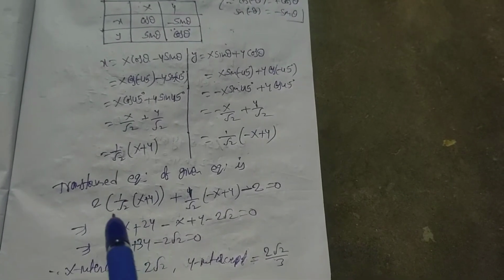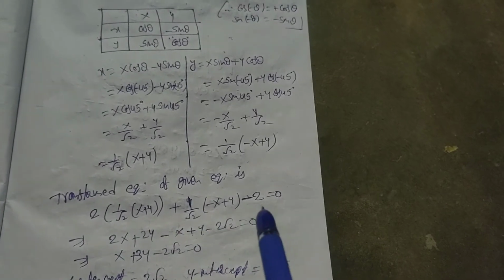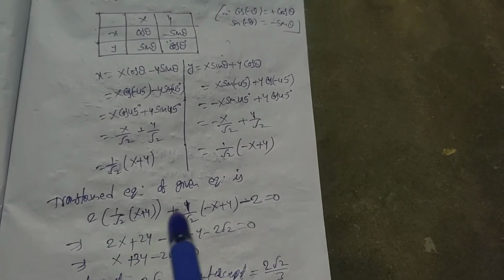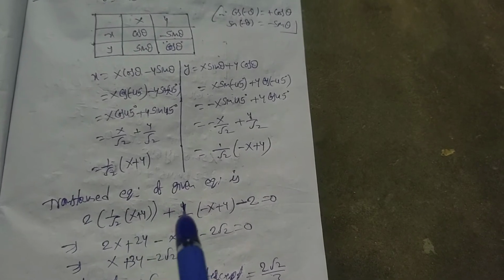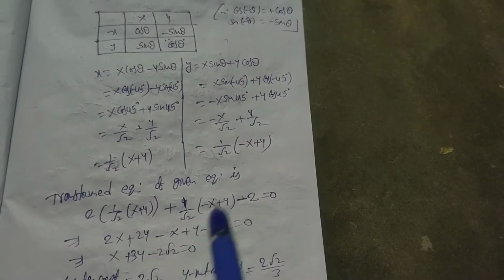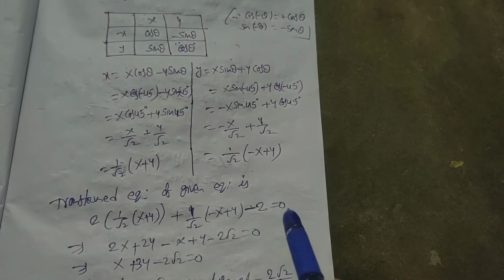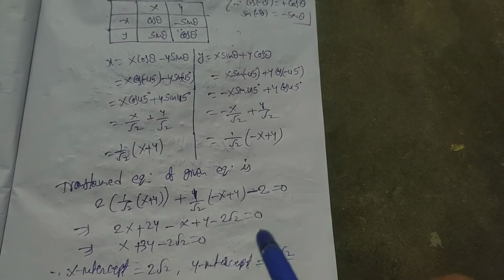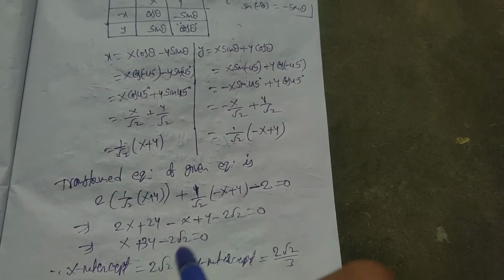If you simplify, here root 2 is the LCM, but in the third term there is no root 2, so root 2 is multiplied with this 2. And you write all the numerators. So 2 into x plus y, that is 2x plus 2y, plus 1 into minus x plus 1 into y, minus 2 root 2, because root 2 is the LCM here. That root 2 transposes to the right side, which becomes 0 only. So totally we have 2x plus 2y minus x plus y minus 2 root 2 is equal to 0. Simplify: 2x minus x is x, 2y plus y is 3y, minus 2 root 2 is equal to 0.